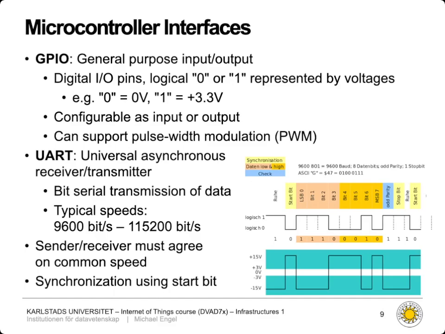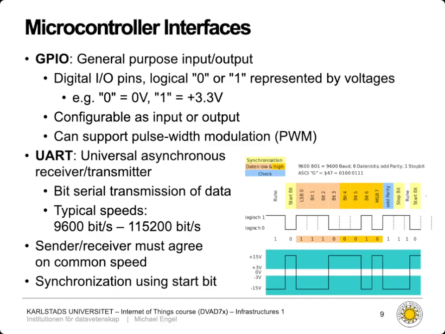A very basic method of doing input and output is called GPIO, or general purpose input output. These are just single pins, or you can group them maybe in groups of 8, 16, or 32 pins. These can only have two states, logical 0 or logical 1. Usually these logical states are represented by different voltages. A voltage around 0 volt might represent a logical 0, whereas, for example, a voltage around 3.3 volt might represent a logical 1. You can configure GPIO pins either for input or for output.